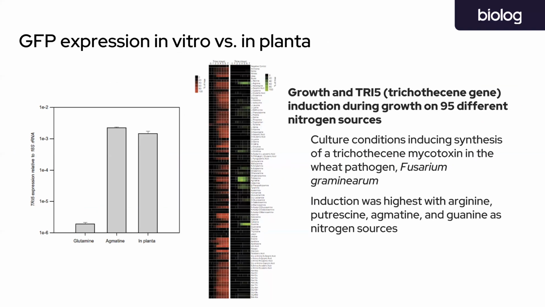They used one of our plates that contains about 95 different nitrogen sources, and they found very strikingly that the amount of toxin produced is dependent on a variety of amines, specifically amines such as arginine, putrescine, guanine, and agmatine. They also saw that the level of toxin expressed after induction by agmatine was very similar to an actively infected wheat crop. So this is a really nice example of how fast it is with Biolog plates and instrumentation to be able to screen through many different conditions at once and quickly find conditions that lead to something that you're looking for, like in this example, increased toxin production.